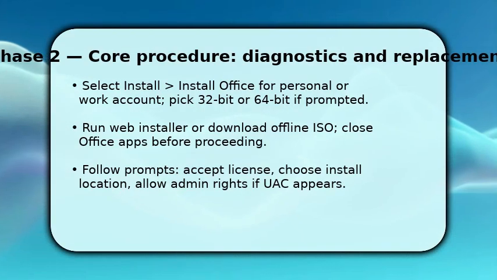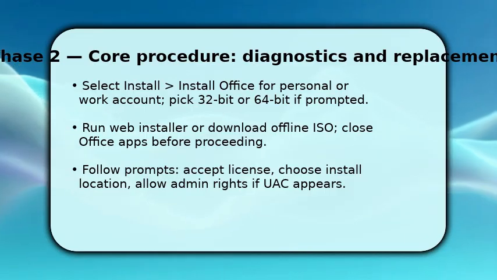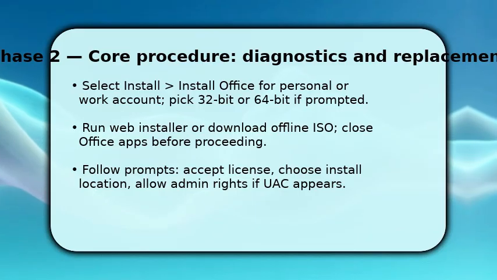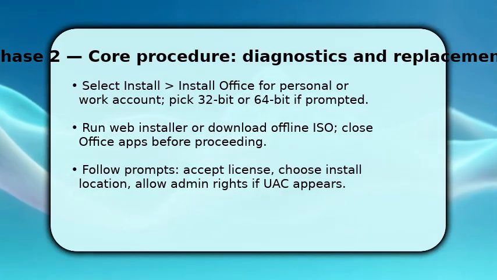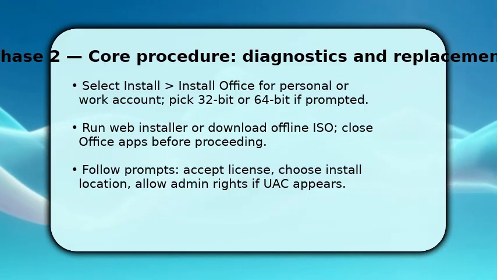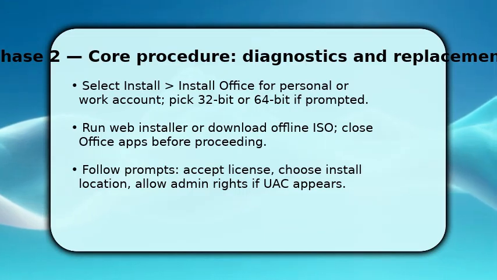Once you click Install Office from your account page, choose the correct account type: Personal or Work. If an architecture option appears, pick 64-bit for large files and advanced features. Pick 32-bit for legacy add-ins. For unreliable networks, download the offline ISO and mount it. Otherwise, run the small web installer which streams components.